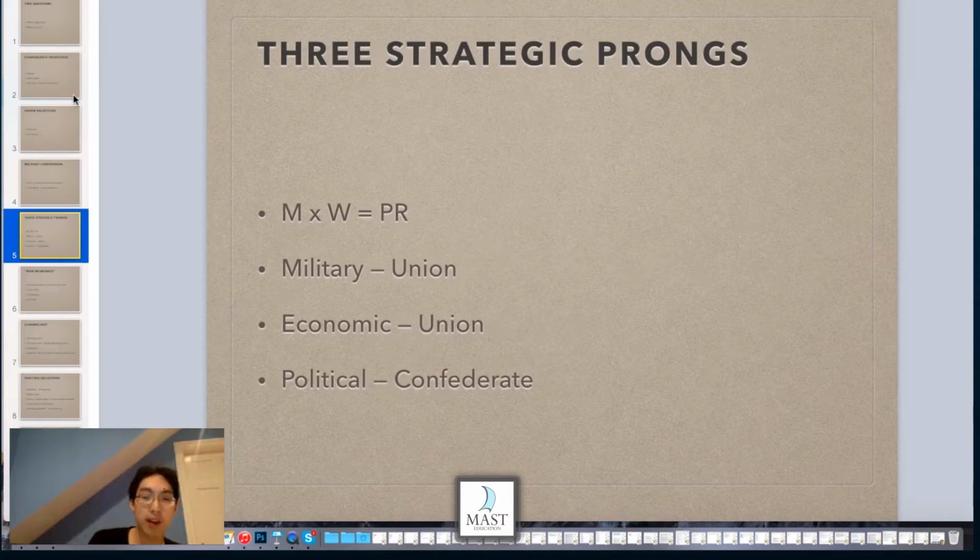But let's first talk about the main equation, which I think would be very helpful in understanding how both sides conducted the war. So here is the equation: M times W equals PR. In translation, the means to fight times the will to fight equals the power of resistance. Means to fight meaning you have the equipment, you have the army, you have the tools you need to win a war.